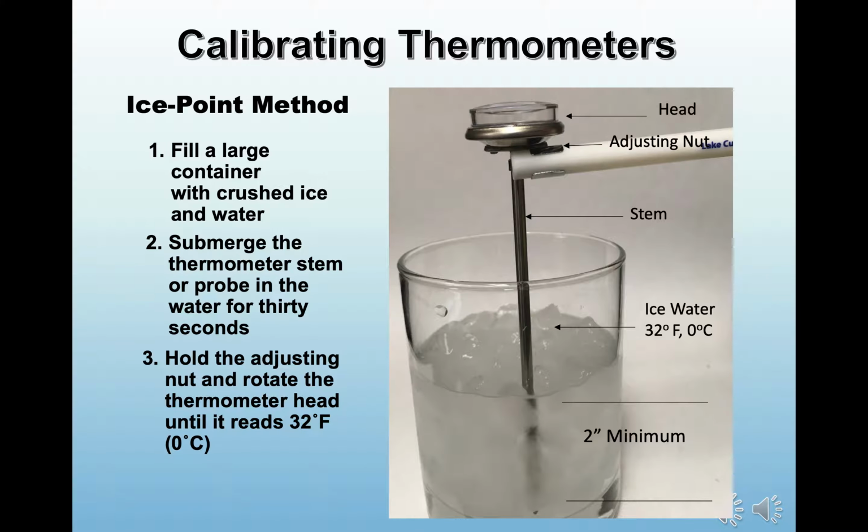To calibrate a thermometer, you can use the ice point method. To do this, fill a large container with crushed ice and water. Then submerge the thermometer stem or probe in the water for 30 seconds. You must then hold the calibration nut and rotate the thermometer head until it reads 32 degrees Fahrenheit or 0 degrees Celsius. Remember to keep the thermometer in the ice bath while you are adjusting it.